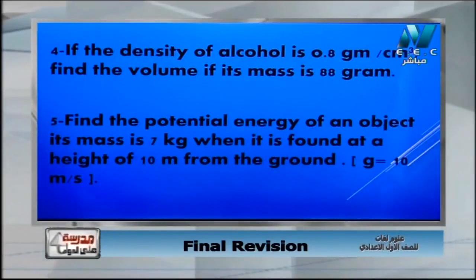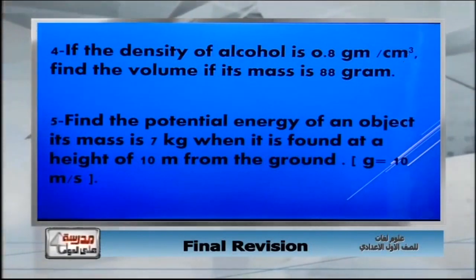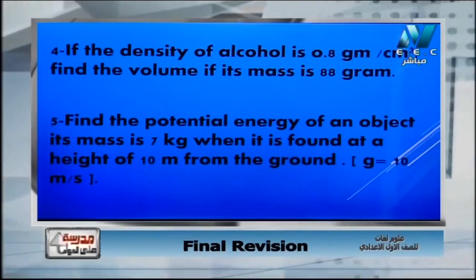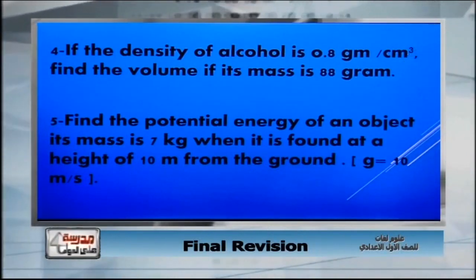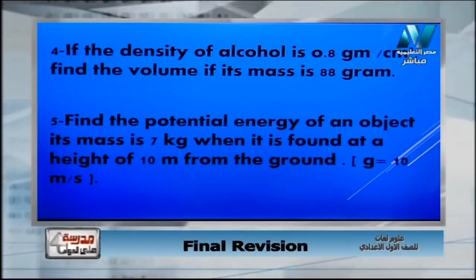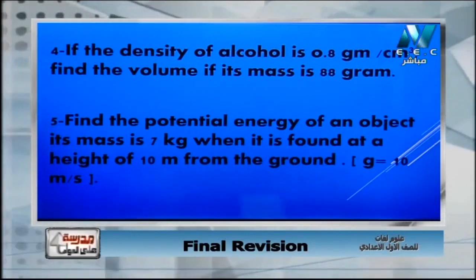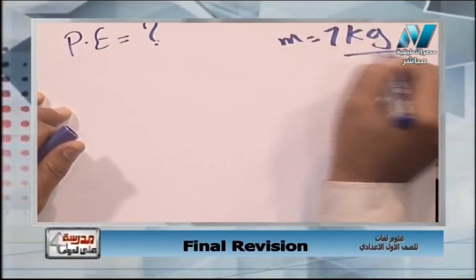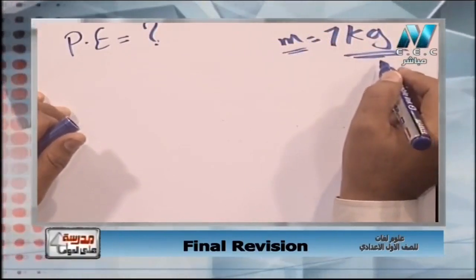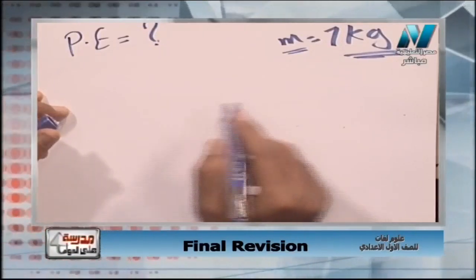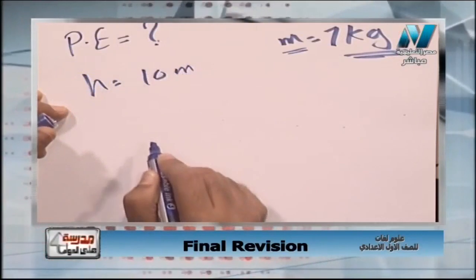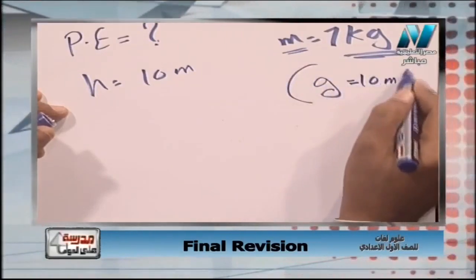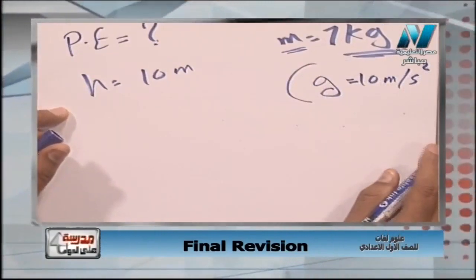Number 5. Find the potential energy of an object. Its mass is 7 kilogram, when it is found at a height of 10 meter from the ground. Potential energy equals question mark. Mass equals 7 kilogram. In kilogram, yes, it's okay, because this question relates to energy, not density. Height h equals 10 meter. And he gave me the information that g, gravity acceleration, equals 10 meter per second square.